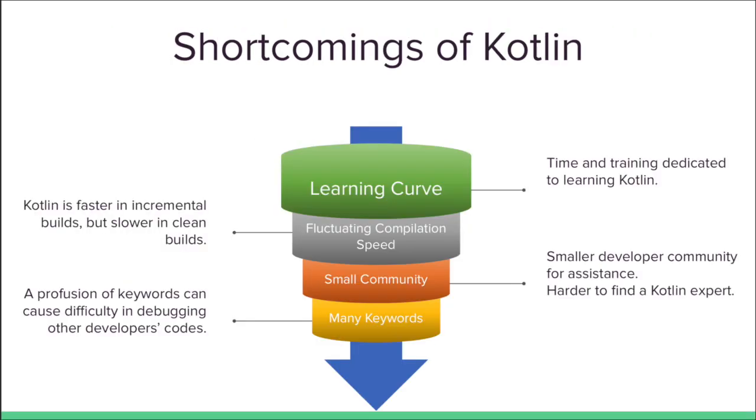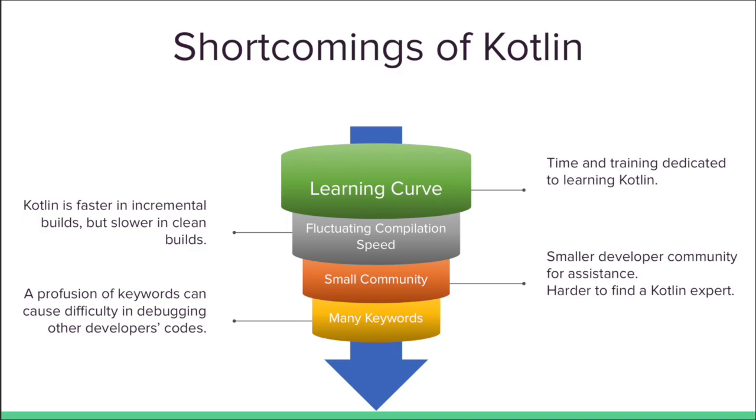However, there are some shortcomings of Kotlin. So the first and most prominent one is the learning curve. There is time and training that has to be dedicated to learning a new programming language, even though it is similar to Java. There is also fluctuating compilation speed. It is said that Kotlin is faster in incremental builds, but it's slower than Java in clean builds.